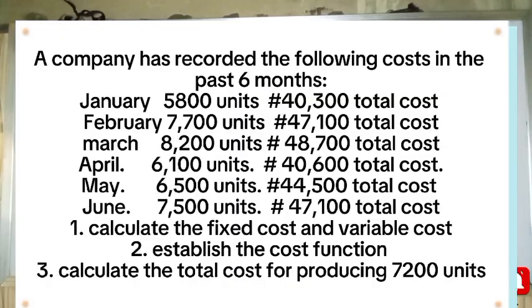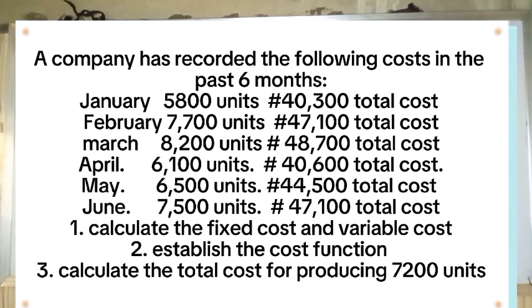A company has recorded the following costs in the past 6 months. So we have the month, production in units, and the total cost. January, 5,800 units for 40,300 total cost. February, 7,700 units for 47,100. March, 8,200 units for 48,700 naira. April, 6,100 units for 40,600. May, 6,500 units for 44,500. June, 7,500 units for 47,100.